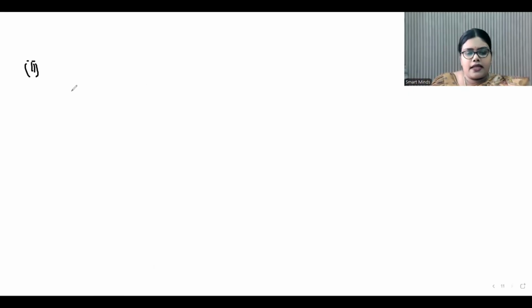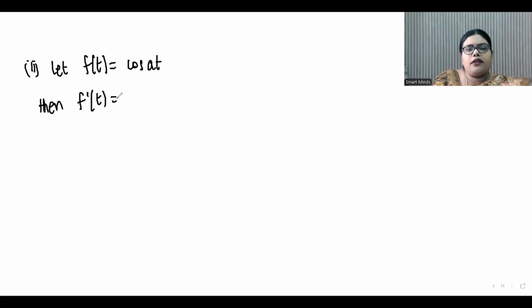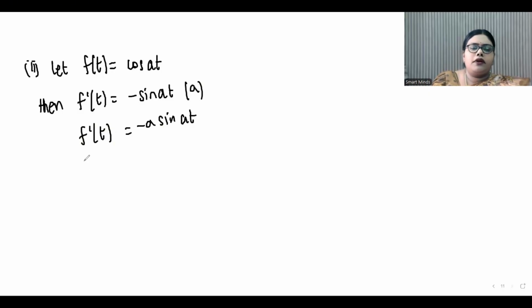Now let us find the second bit, that is cos at. So let f of t is equal to cos at. Then what is f dash of t? What is derivative of cos at? Minus sin at into a. So that is minus a sin at. This is f dash of t. If you differentiate it again, we will get f double dash of t, that is minus a square cos at.